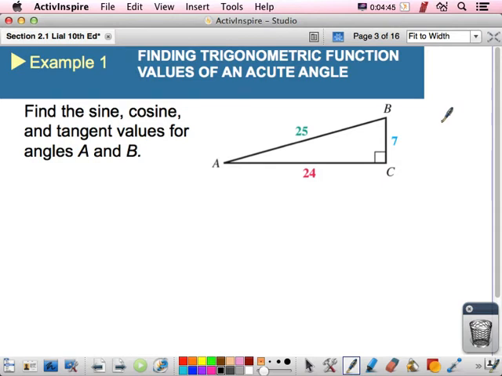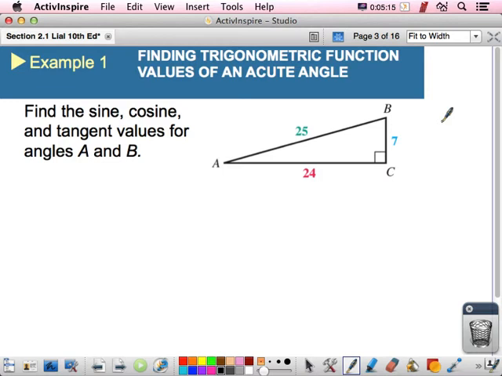So for our first example, we have a triangle here. We call it triangle ABC. I'm going to go ahead and point out to you that if you remember from geometry, angles in a triangle are usually named with capital letters. And so in a right triangle, we always or almost always, we let the right angle be capital C. So that's pretty standard throughout this entire book. So here we have this right triangle, and we want to find just the sine, cosine, and tangent values for both of the non-right angles A and B.